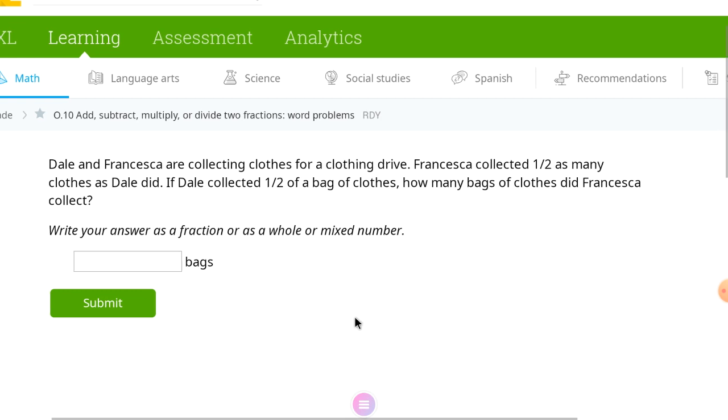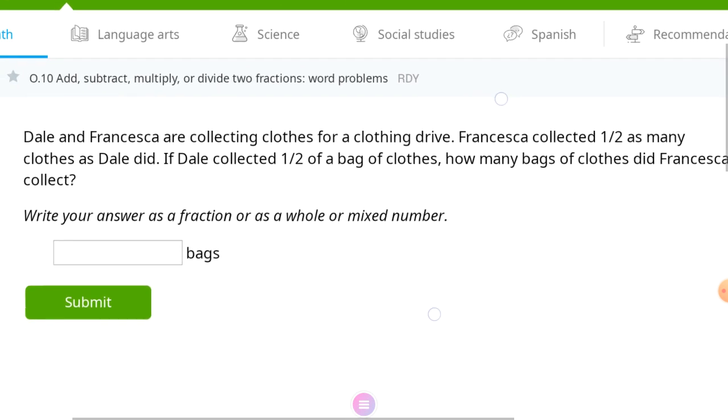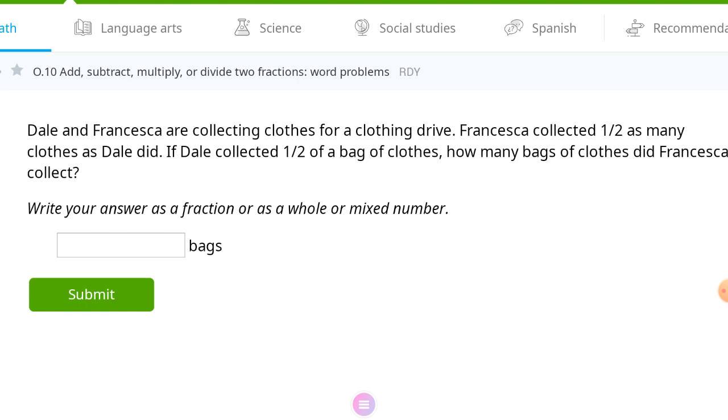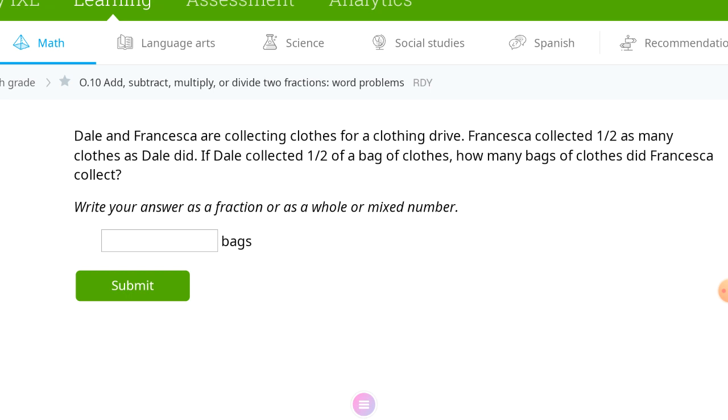Dale and Francesca, they like Francesca apparently, they keep using Francesca, are collecting clothes for a clothing drive. Francesca collected half as many clothes as Dale. If Dale collected half of a bag, how many bags did Francesca collect? So, Francesca collected half as many clothes as Dale. If Dale collected half of a bag, how many bags of clothes did Francesca collect?